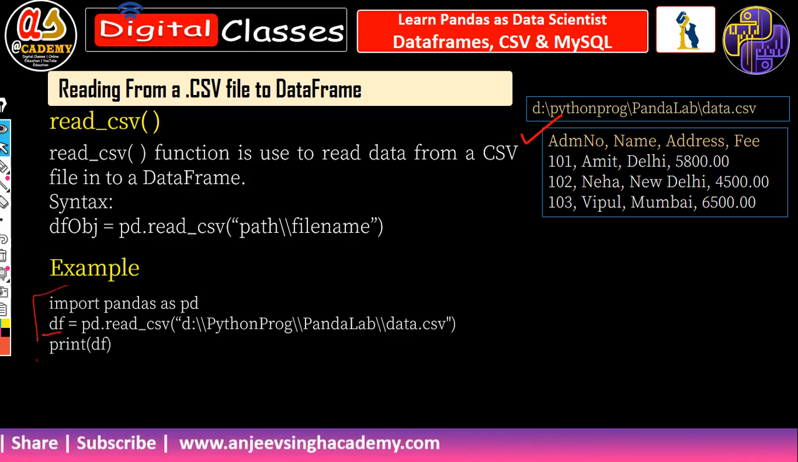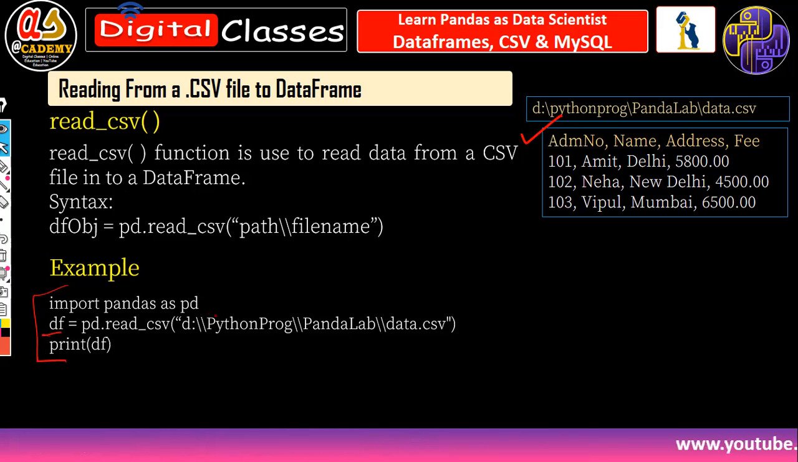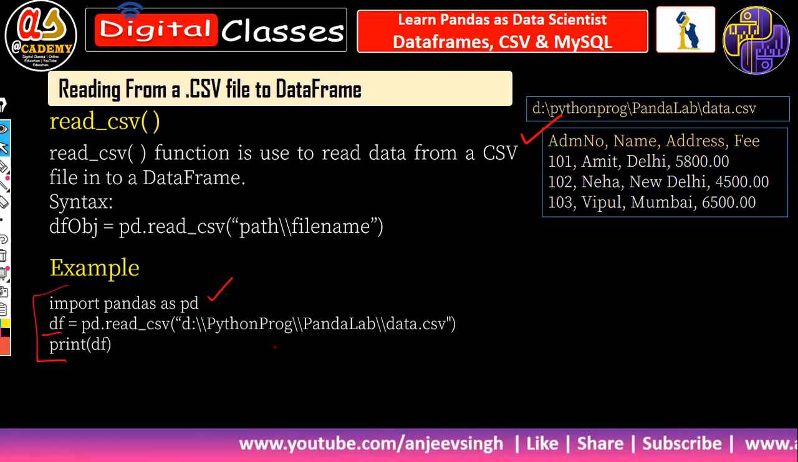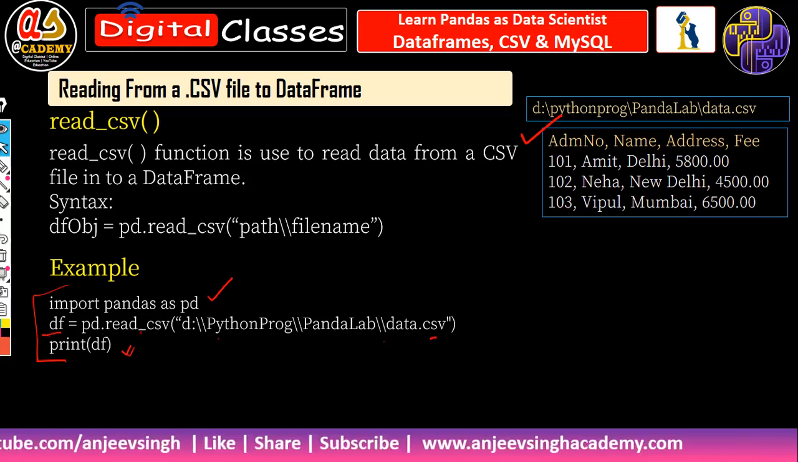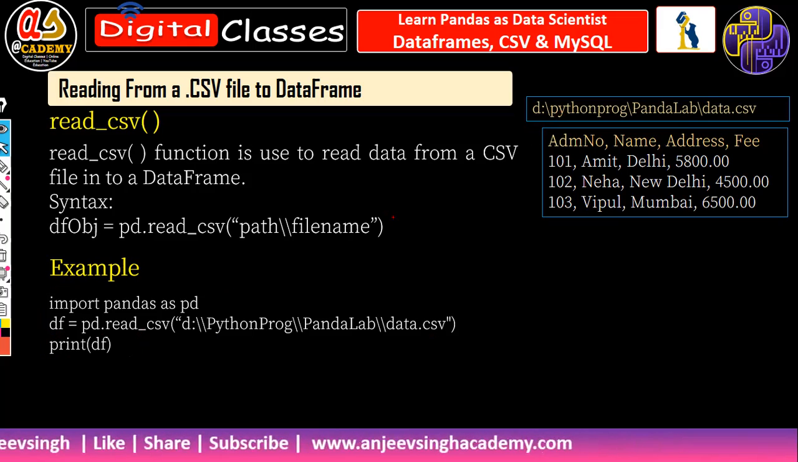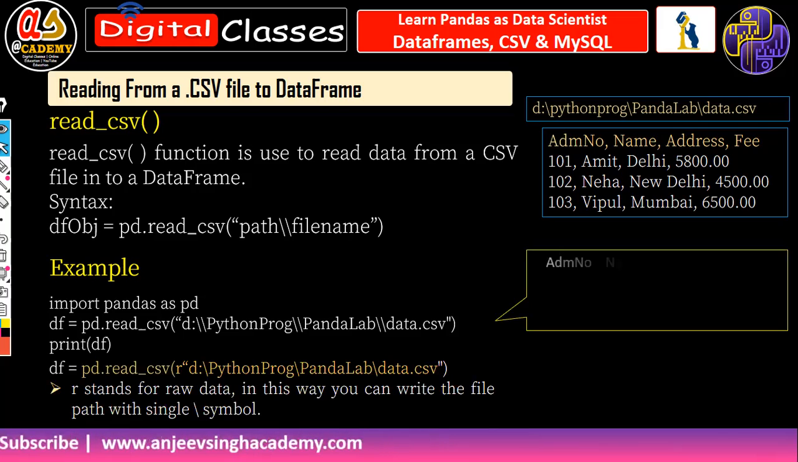So I have to write only three lines of code. Actually, it is one line of code. The first line is used for the import statement. So you give an import statement, then you call this function, pd.read_csv, and provide this path, d:/python program pandas data CSV, and then at last you print the data frame. This way you can do that. Now I'm going to show you an example.